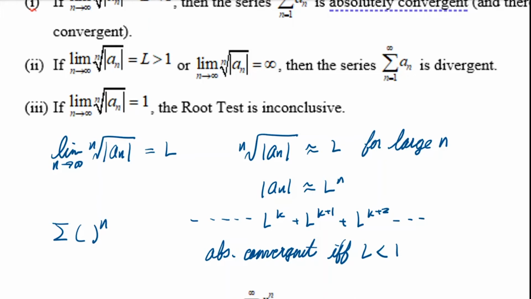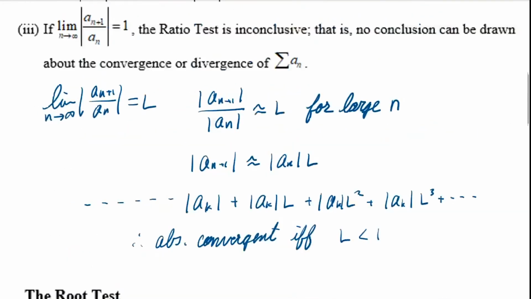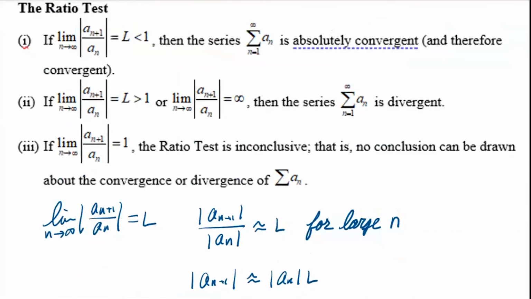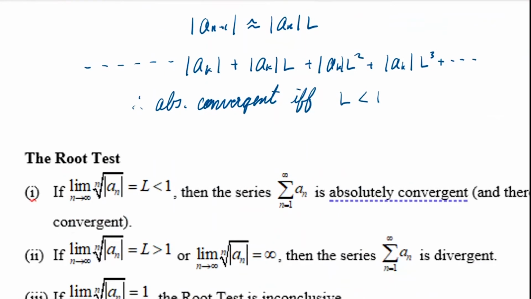And then you are saying, well, what about when it's equal to 1? In the case of a geometric series, equal to 1 was divergent, wasn't it? So why do we say this is inconclusive here, right? In this case, it doesn't exactly mimic a geometric series. Let me give you an example, okay?